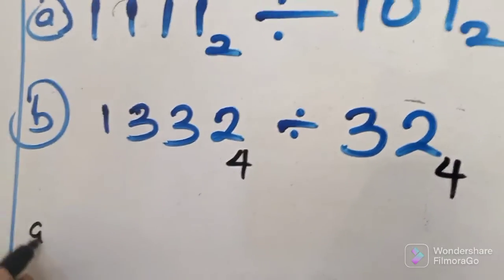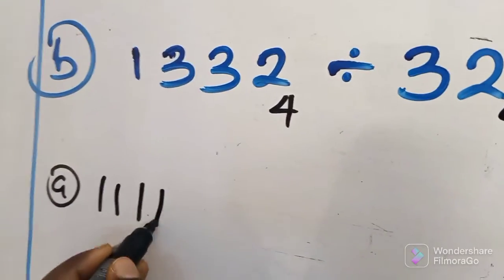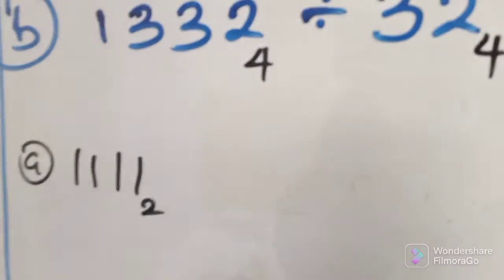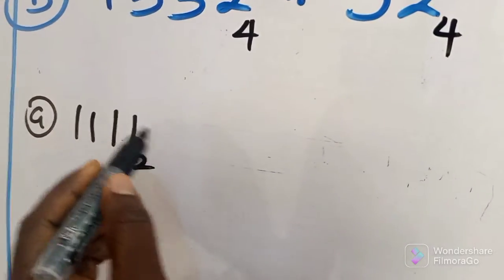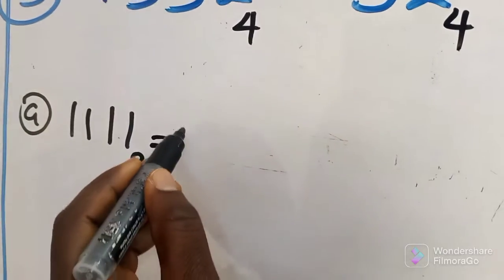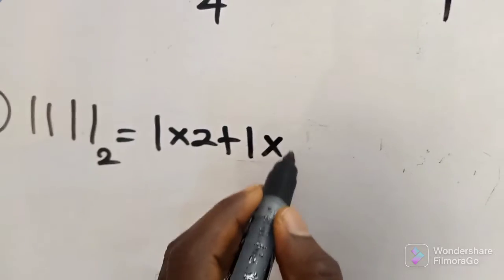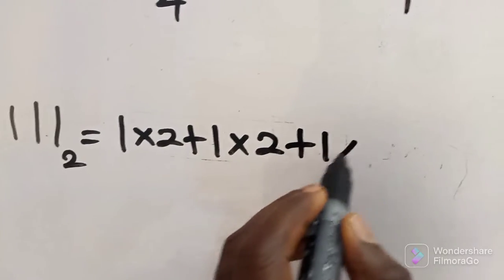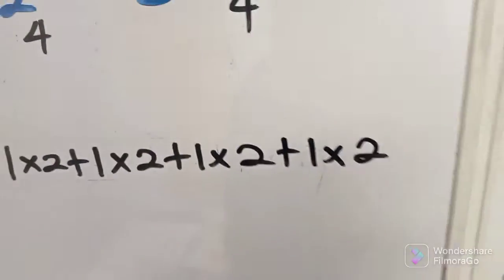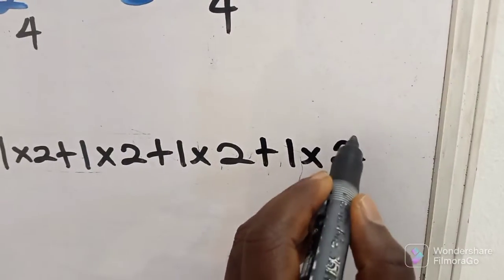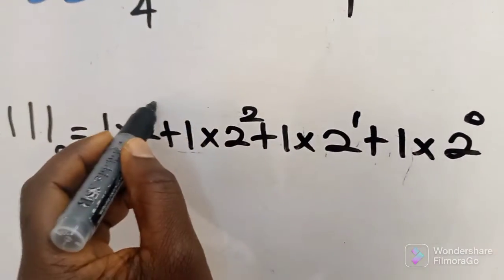I will start with the first one. So we convert 1111 base 2 to base 10. We have done conversion before. So converting this one to base 10, we pick the first digit, which is 1 times the base, plus the second one times the base, plus the next one times the base, plus the last one times the base. Then we raise the base to the power of 0, 1, 2, 3, starting from the last digit.